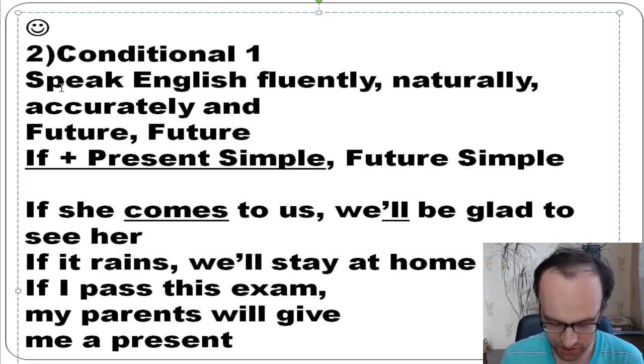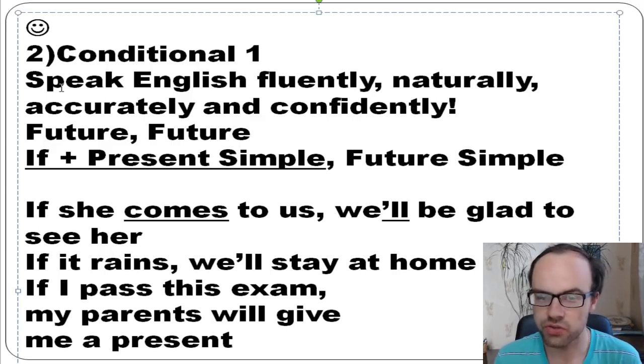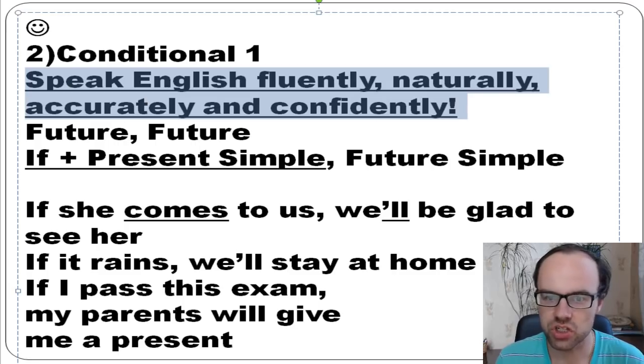So when you feel confidence, when you are sure about your speech, that you use the right words or phrases, and you don't make mistakes, okay? So these things are very important. Speak English fluently, naturally, accurately, and confidently, okay?